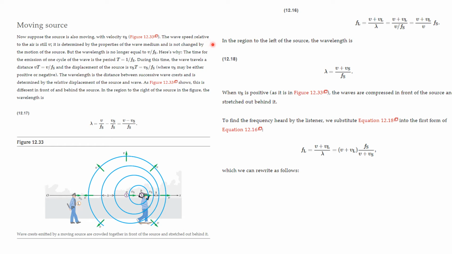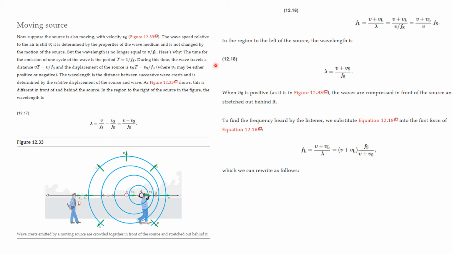The wave speed relative to the air is still unchanged. It's a property of the wave medium. It is not changed by the motion of the source. In this case, the wave medium is the air. But the wavelength is no longer equal to V over F of source, and here's why.